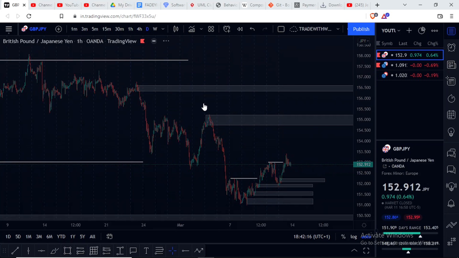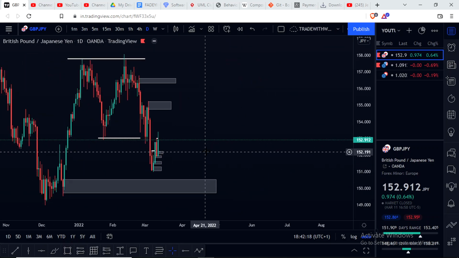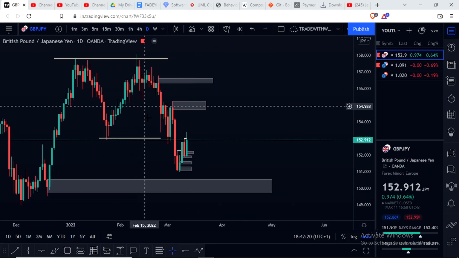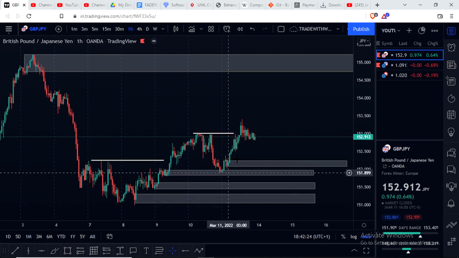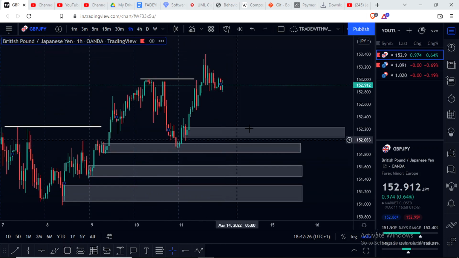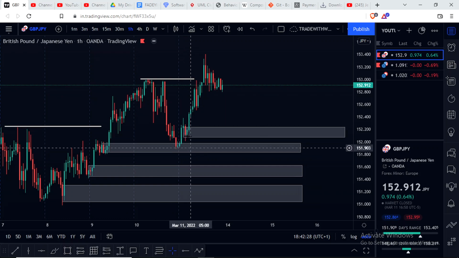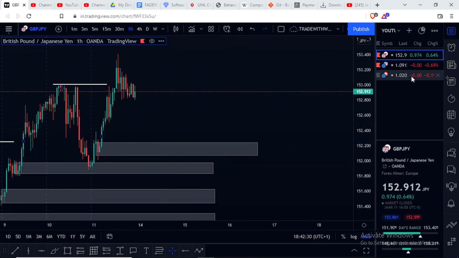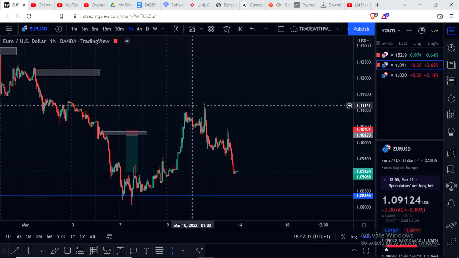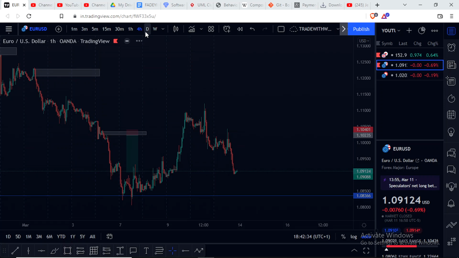And remember, the daily still has this target here. You can see even on the daily it is still very bearish, but in between, on the 1 hour time frame, we could have taken a beautiful buy position at this point. I was in a one-on-one class explaining entries here to one of my students. So let's move to another pair, EURUSD. Let's check what we have on EURUSD.